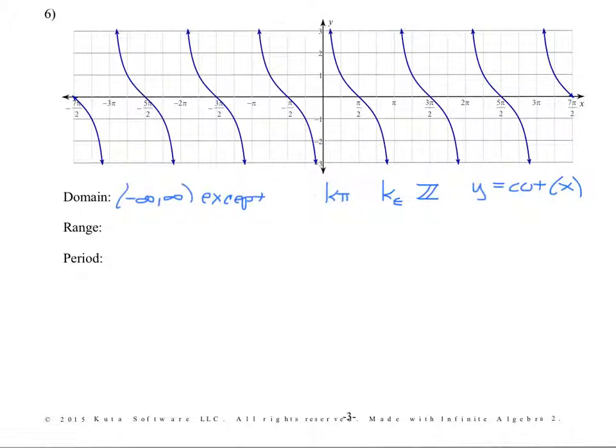The range in this one is very easy. The graph goes all the way down, goes all the way up, never stops anywhere in the middle. Range is all real numbers. What is the period? How far must I travel on the x-axis before the graph begins to repeat? That's that distance in this graph, which is pi, because I'm going to go jump, and then jump, jump, jump, jump, jump, jump.